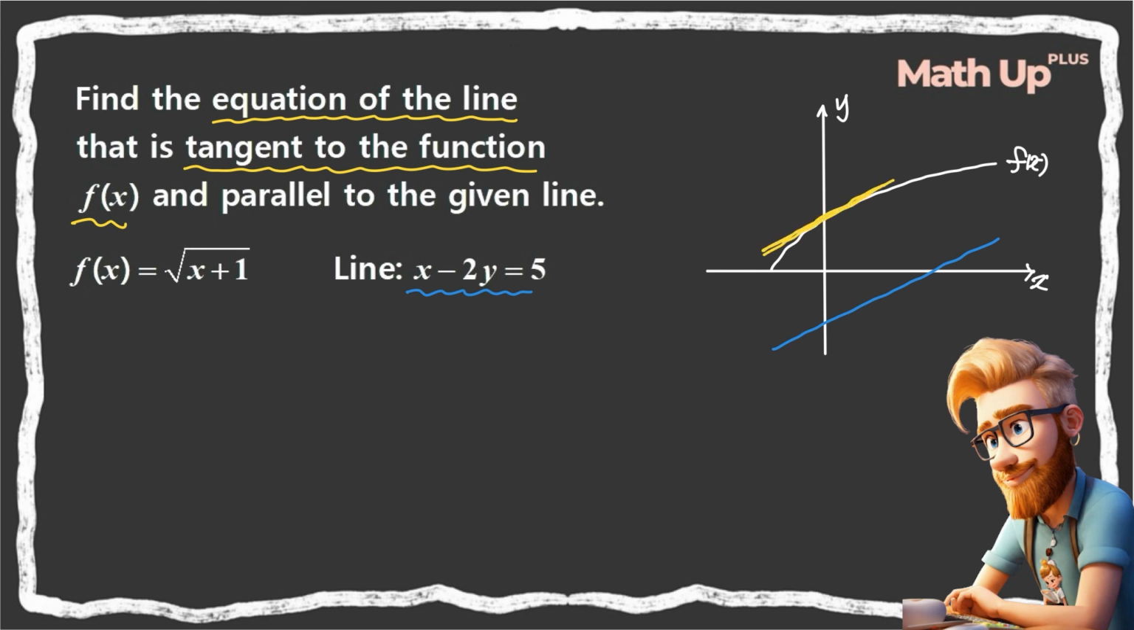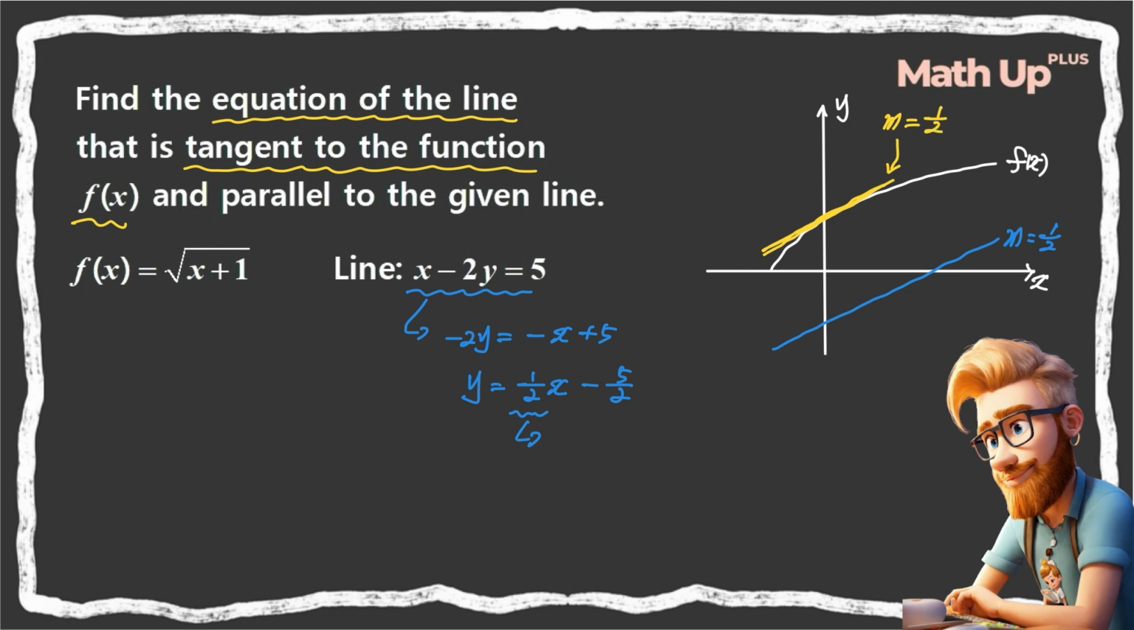Let's start out with the slope of the given line. What is the slope of this line? Negative 2y is equal to negative x plus 5, so y is equal to 1/2 x minus 5 over 2. The slope of this line is 1/2, right? Then we know that the slope of this tangent line must be equal to 1/2.